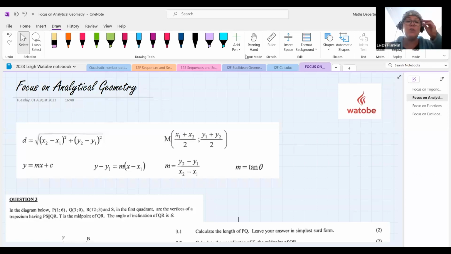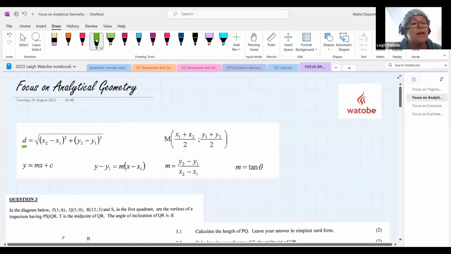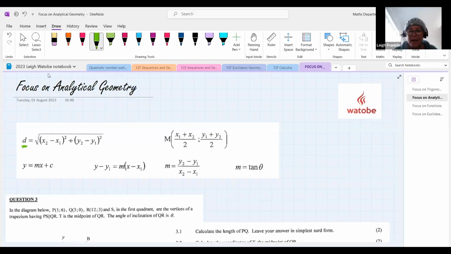Okay, all right. So let's jump in. Our formulae for analytical geometry. The first formula is our distance formula. So that's this one over here. That helps us to calculate the distance or the length of a diagonal line.